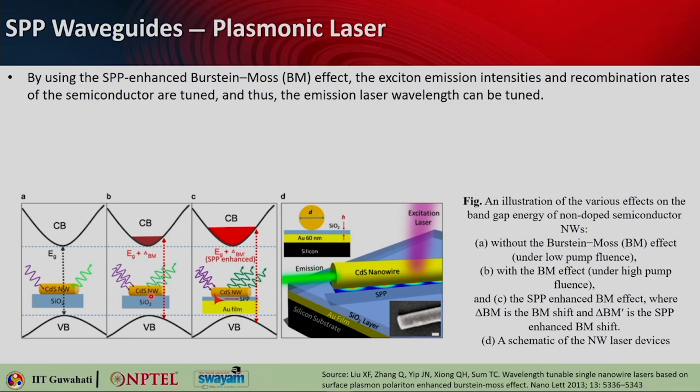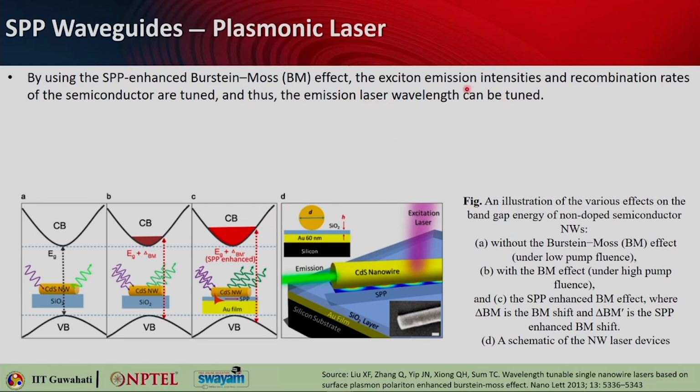Here it is only cadmium sulphide nanowire on top of silica, so there is no possibility of exciting surface plasmons. But when you bring silver film and then a thin dielectric layer, you are able to excite surface plasmons, and those surface plasmons will actually enhance this particular effect, and it is called SPP enhanced BM effect. That allows you to see more change in the absorption level. So, obviously, the emission laser wavelength will also be changed.